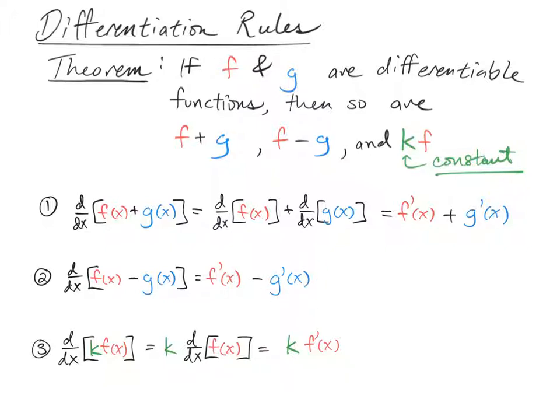And the last one here is called the constant multiple rule. Remember, k is a constant. So if you have a constant being multiplied to a function, you can factor that constant out of the derivative and then take the derivative of the function at the very end. So the derivative of a constant times a function is the same thing as the constant times the derivative of the function.